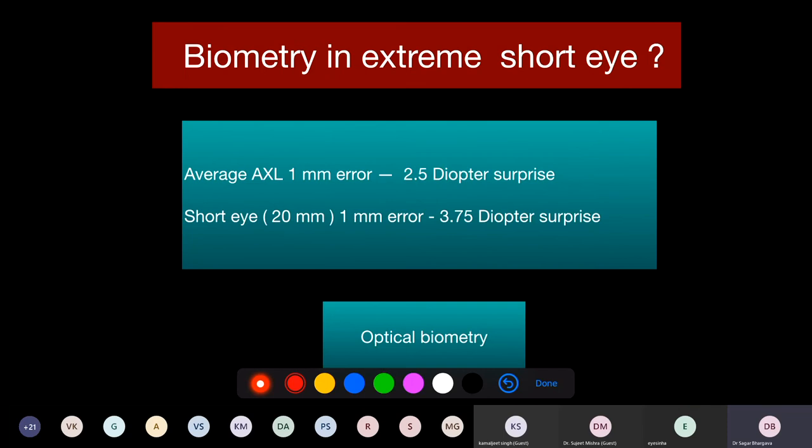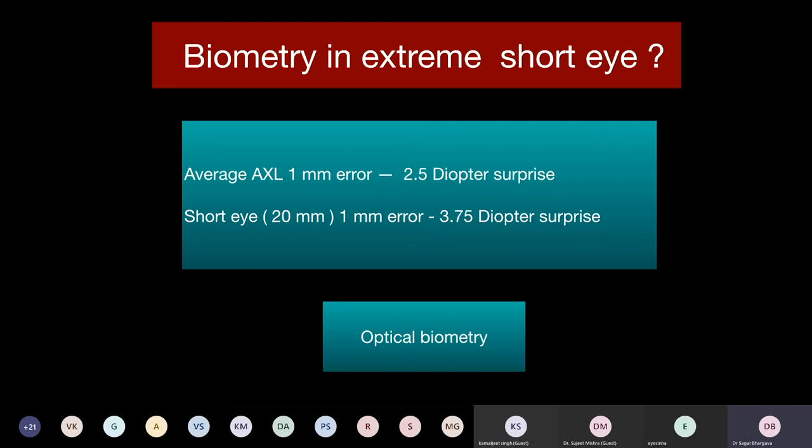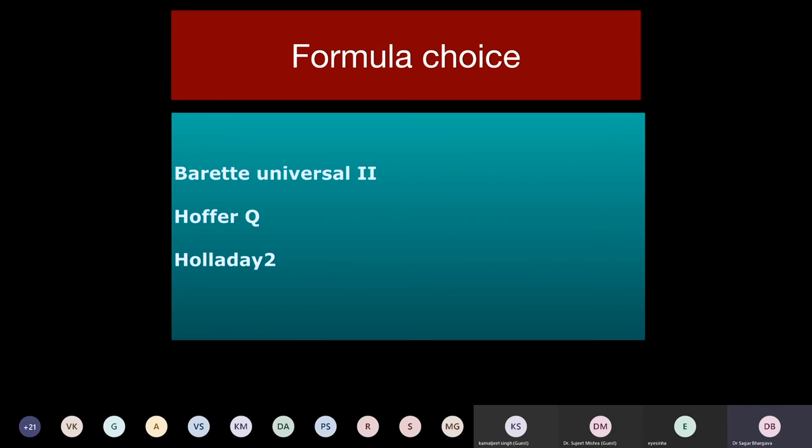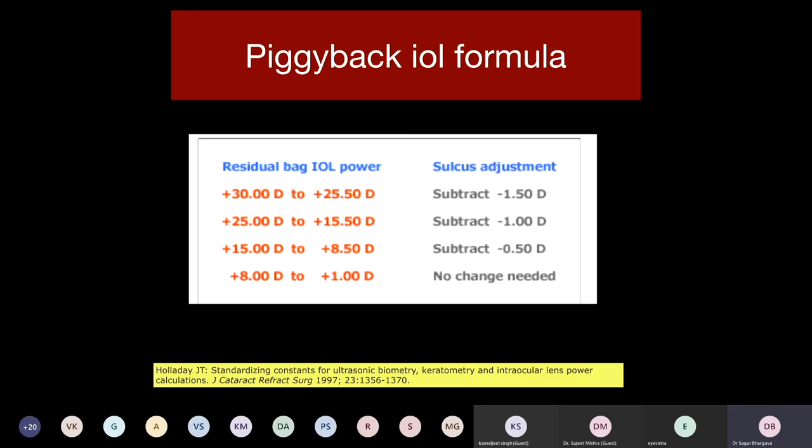Now, biometry in extreme short eye. One thing you have to remember is that an axial length error of 1 millimeter in a normal eye would give about 2.5 diopters of surprise. But in a short eye, this gets magnified to 3.75, up to 4, up to 4.5. So getting the right axial length is of paramount importance in short eyes, and you have to do optical biometry wherever possible. The formula of choice is definitely Barrett Universal 2, Hoffer Q to some extent, and Holladay 2 also can be used. A lot of times, these small eyes give you a power of 55, 60. And in India, we can actually do a customization of this IOL and get the IOL made to the size.